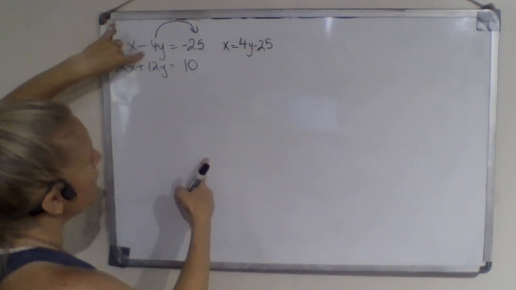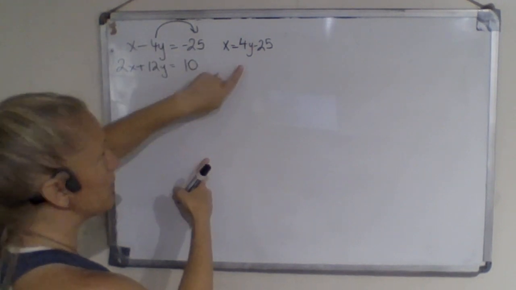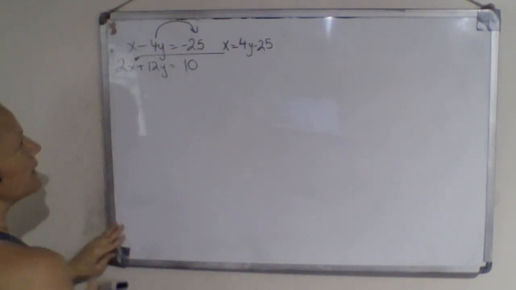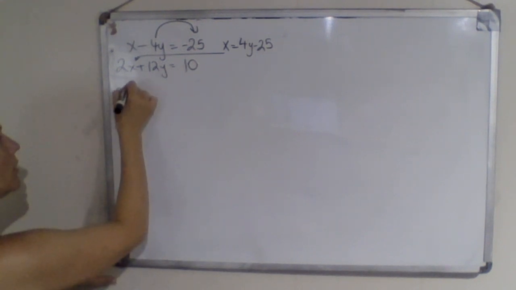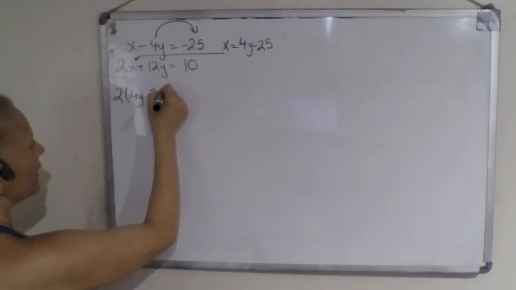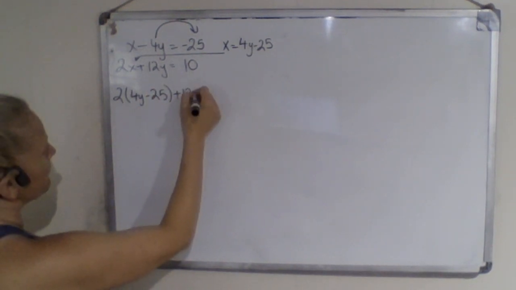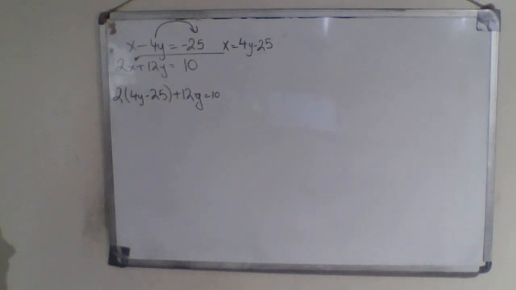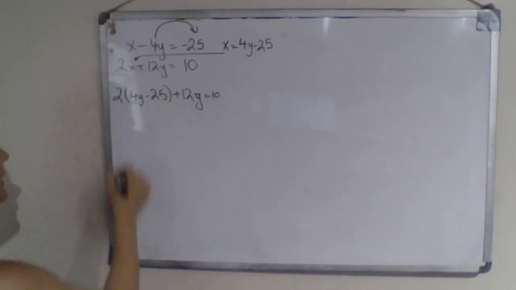Why? Because to move it over, this is a negative, it needs to become a positive. I can now take this x and plug it in here. This becomes 2 parentheses. What is x? Well, it's 4y minus 25 plus 12y equals 10. And this is just a regular equation. I'm going to move fast on this, okay?